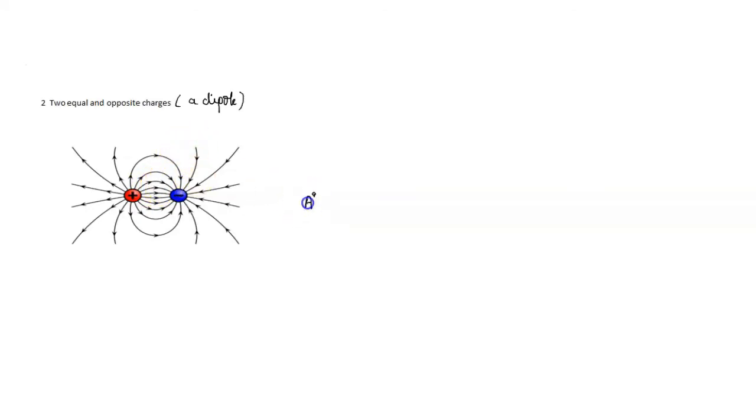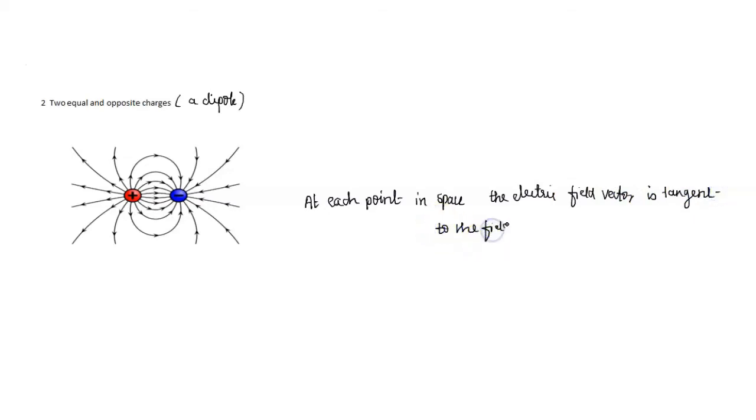At each point in space, the electric field vector is tangent to the field line passing through that particular point. This is the second point in electric field lines.